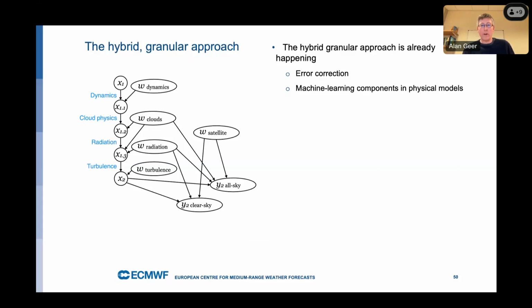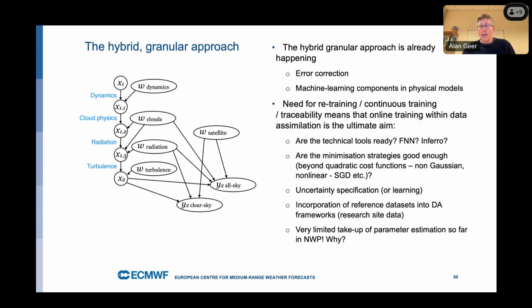I've showed you examples of how it works, but the real question is how to implement it practically in a real system, and that's really where the fun starts, especially when we start wanting to continuously retrain these things for many very good reasons. Do we have the technical tools ready for Fortran neural networks? Are our existing minimization strategies for data assimilation good enough? If we really are trying to do things properly and in a Bayesian way, we're going to have to specify the uncertainties of all these different parameters in the model in a way that means we can put the information from the observations where it actually belongs physically.